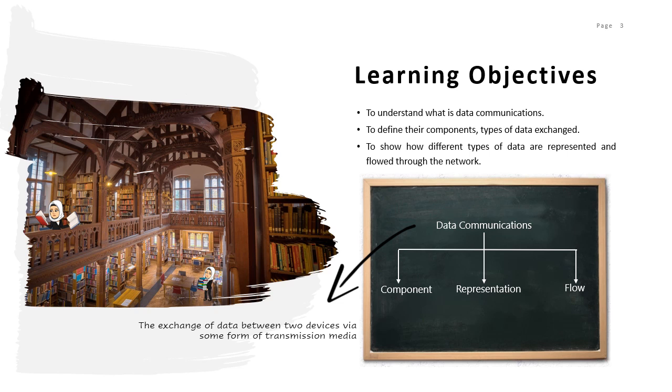We want to understand what is data communications. Data communication is the exchange of data between two devices via some form of transmission media. We will also learn about different components within data communication, the types of data exchange, and also the different types of data representation and the flow of data.